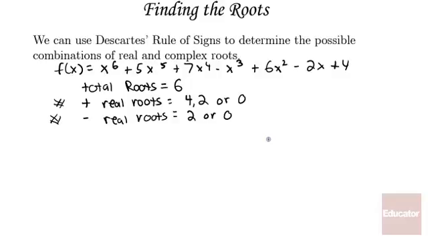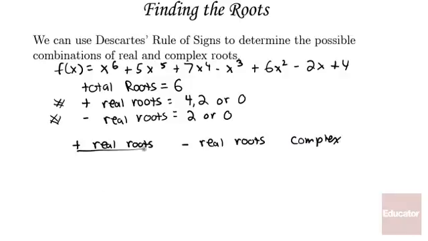Now I can figure out the combinations. I know that they need to total 6, and I have my positive real roots possibilities, and my negative real roots. And the last part of this is complex roots. So I have positive real roots, the number of negative, and the number of complex. And these need to total 6. So I said for positive real roots, I could have 4. Then I may have 2 negative real roots. 4 and 2 is 6, so that leaves me with no complex.